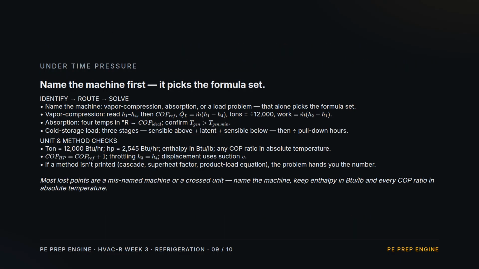Before you compute, name the machine, vapor compression, absorption, or a load problem, because that alone picks your formula set. For a vapor compression cycle, read the 4 enthalpies, then COP, capacity, tons, and work. For absorption, put the 4 temperatures in Rankine, take the ideal COP, and confirm the generator clears its minimum. For a cold storage load, sum the 3 stages and divide by the pull-down hours. Keep the units the formulas expect, enthalpy in BTU per pound, every COP ratio in absolute temperature. And if a method isn't printed, the problem gives you the number.